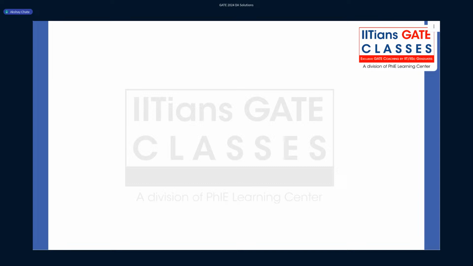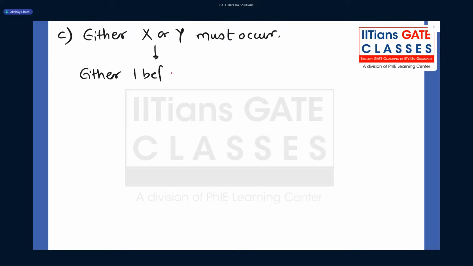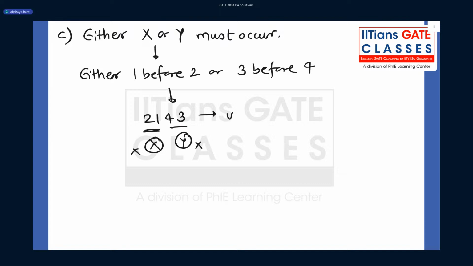So let's see option number C, the third option. It says that either X or Y must occur. So it says that either X should happen or Y should happen. So what it means is either 1 before 2 or 3 before 4 must happen. So is there any case where this doesn't happen? And that is there, right? If you take a permutation like 2 1 4 3, here event X is not happening, as well as event Y is also not happening, and it is a valid permutation, right?